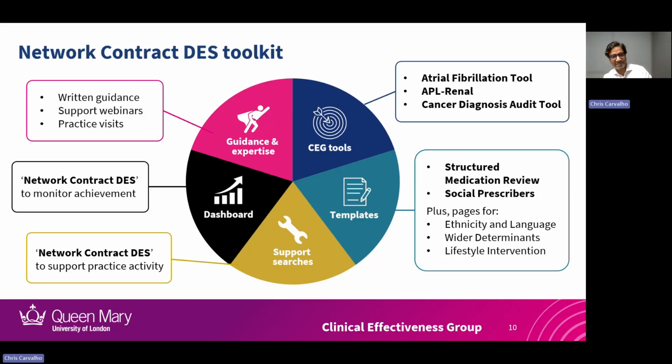But supporting with that is to go further with our CG tools, so the AF tool, the renal tool, the cancer diagnosis audit tool, and any of that are coming along the way. And also with the support we provide, either direct support from our facilitators or the written guidance that we provide on our website. And you'll see this tool on our website when we launch this program formally in the next few weeks. But the searches are going to be ready pretty much straight away. I'll go through what we offer and I'll explain a bit more in detail about how they all link together.